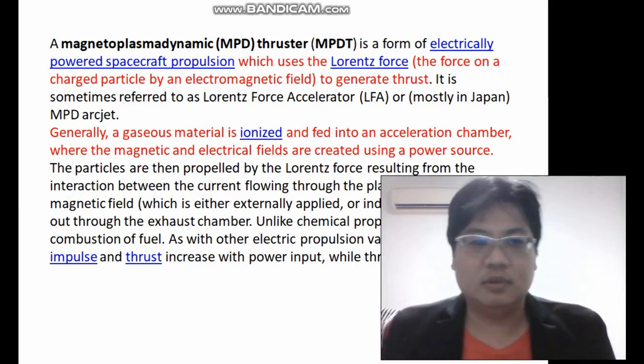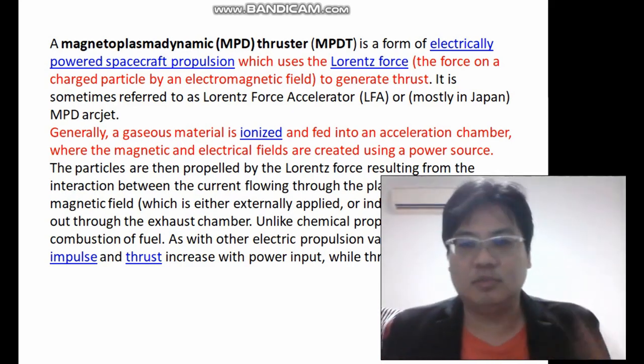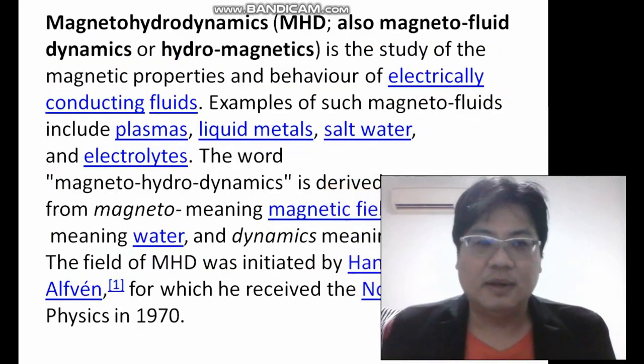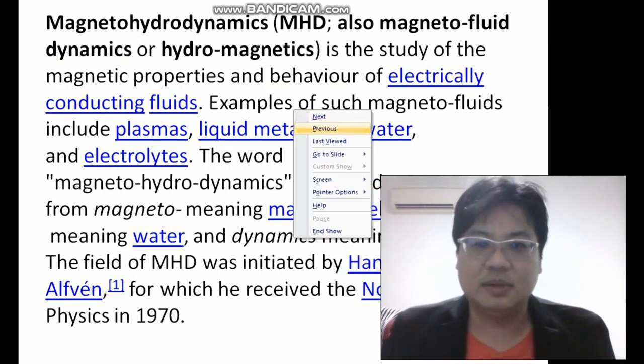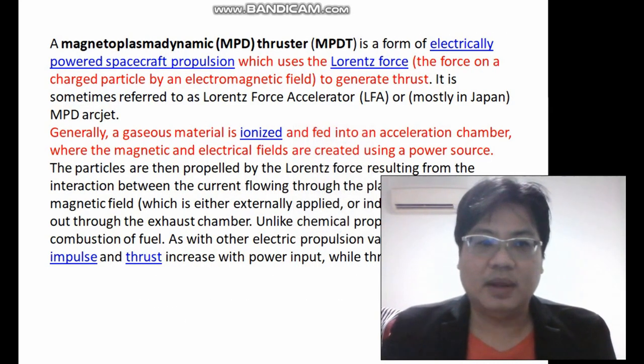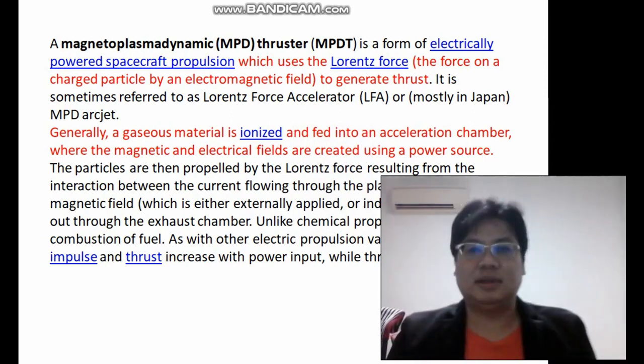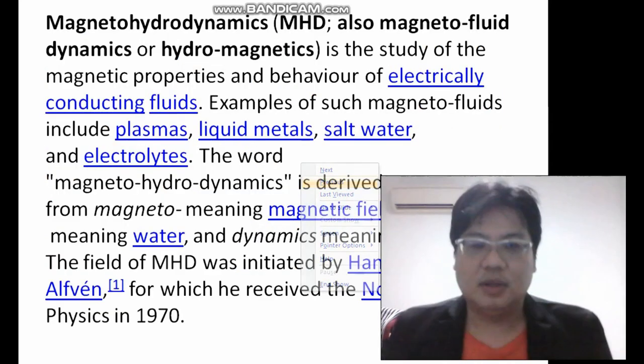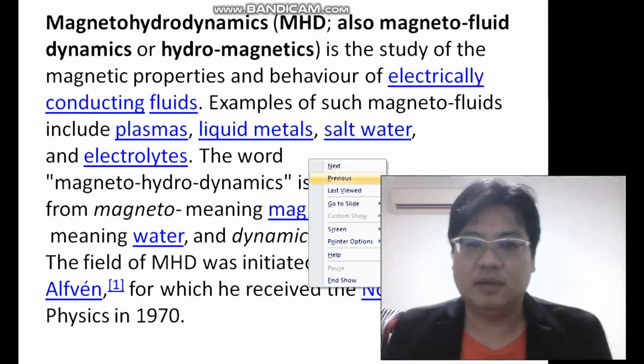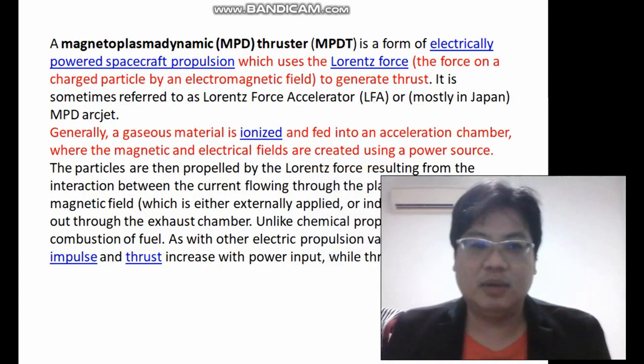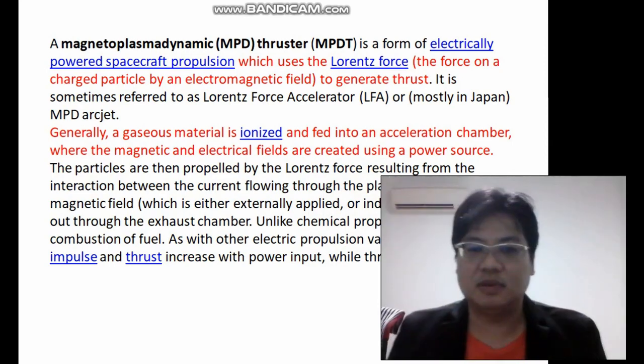To summarize, there are two main technologies here. The first is magnetohydrodynamics. The next one is magnetoplasma dynamic. What's the difference between the two? The hydrodynamics uses liquids, because it's called hydro. The other one is plasma, using an ionized gaseous material to propel it and produce thrust. So these are the engines of Star Trek.